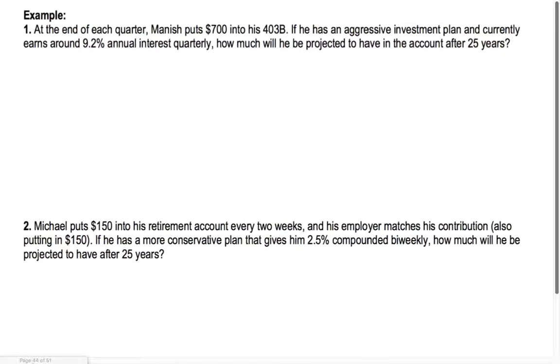So it says, at the end of each quarter, Manish puts $700 into his 403b. 403b is like a retirement account. It's the end of a quarter. Violet's like, wow, $700, Manish, that's good. You don't think he'd be responsible enough to put money into a retirement account?